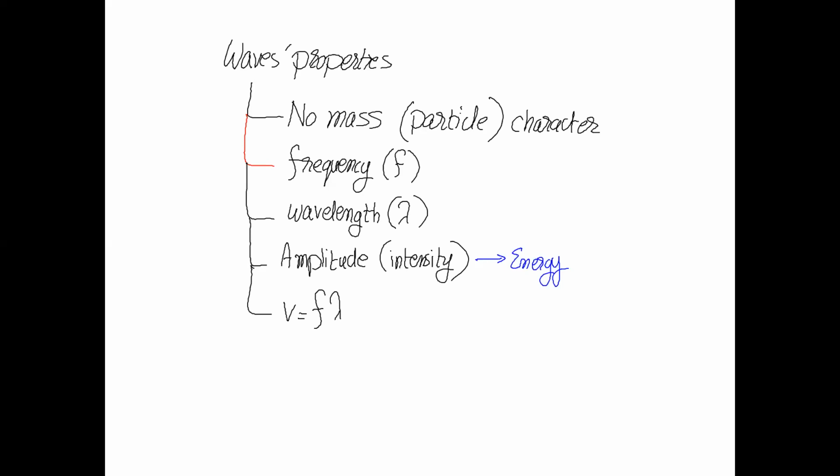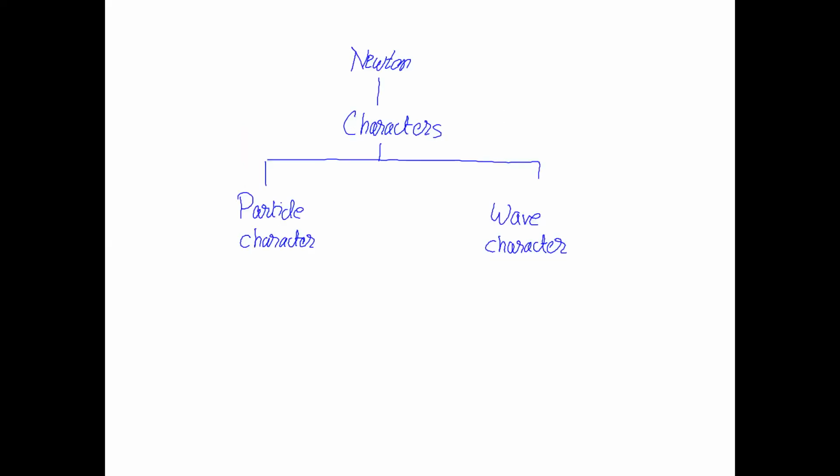Newton had a belief that there are two entities in this universe. One is mass and second is energy. So he had a view that there are two separate characters. One is called a particle character and second is called a wave character. This is a very interesting, very high level discussion, and this is where science actually reaches a new horizon.